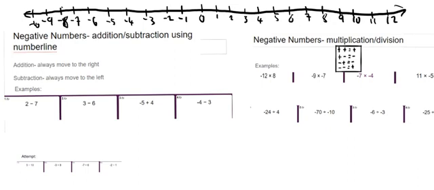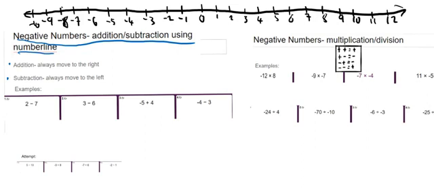So if you look here on the left hand side first anyway, negative numbers, addition and subtraction using a number line. I recommend using a number line always for adding and subtracting if you don't have a calculator. Addition always move to the right and subtraction always move to the left. So this is the way we're going to look at it.